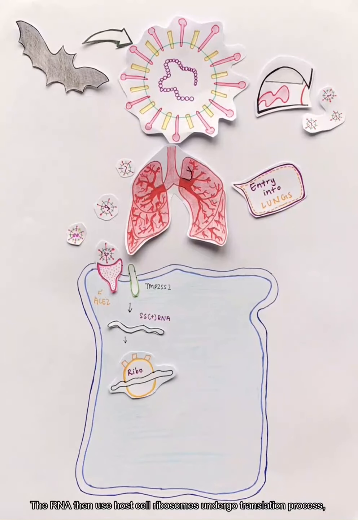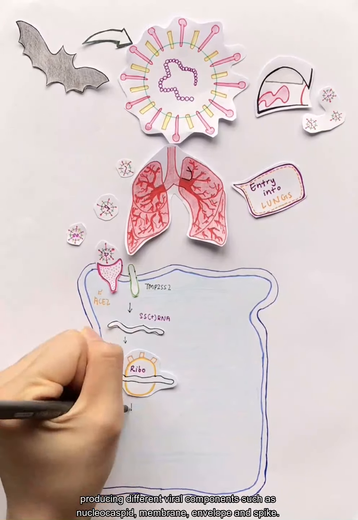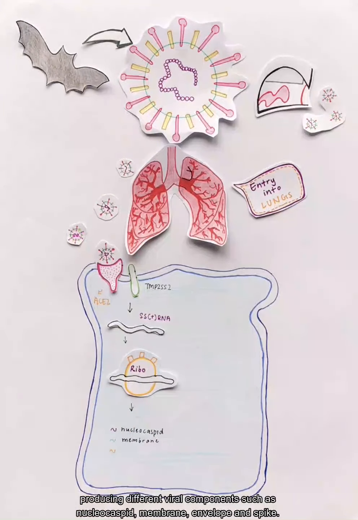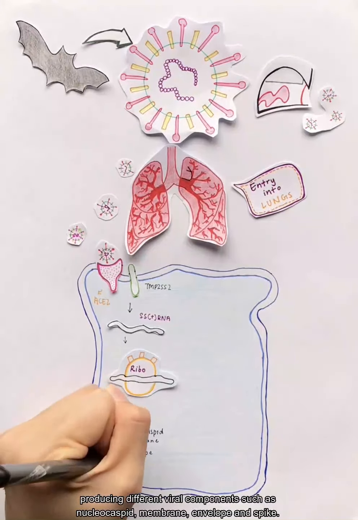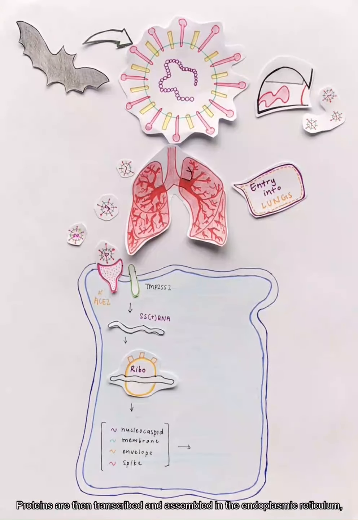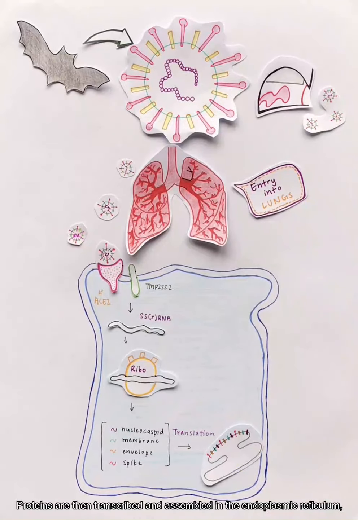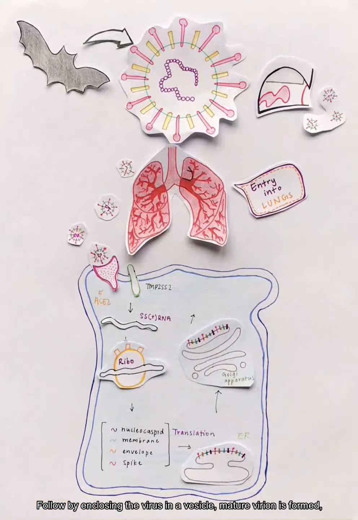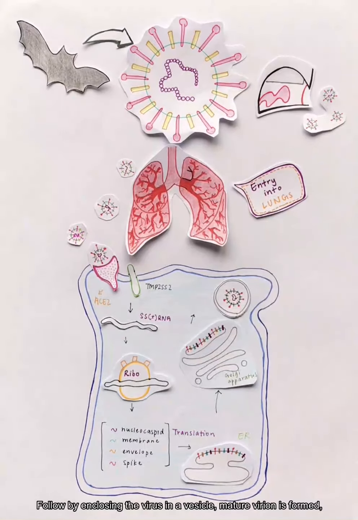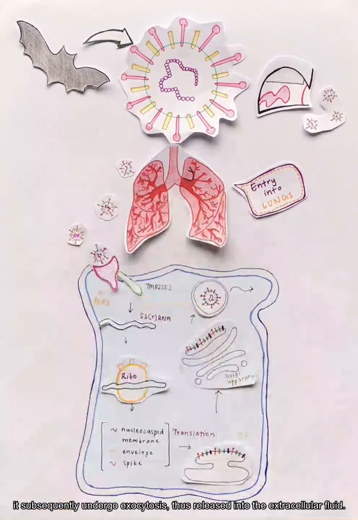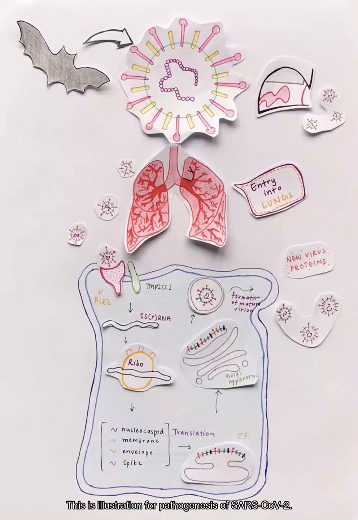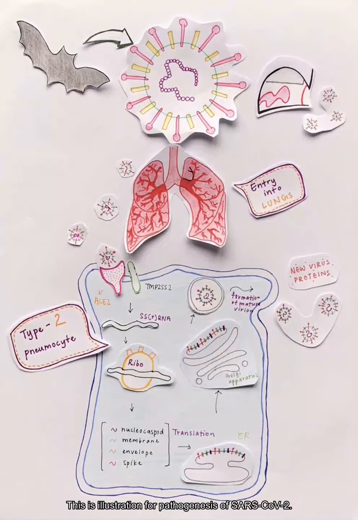The RNA then uses host cell ribosomes to undergo the translation process, producing different viral components such as nucleocapsid, membrane, envelope, and spike. Proteins are then assembled in the endoplasmic reticulum, then move into the Golgi apparatus, followed by enclosing the virus in a vesicle, and the mature virion is formed. It subsequently undergoes exocytosis, thus released into extracellular fluid. This is an illustration for the pathogenesis of SARS-CoV-2.